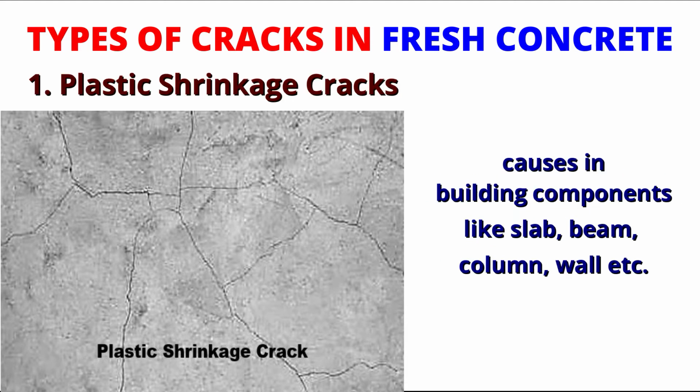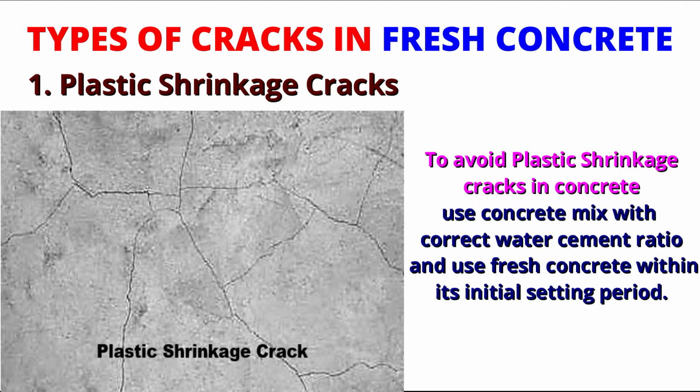Plastic shrinkage cracks can happen anywhere in building components like slab, beam, column, wall, etc. When the concrete mix contains too much water, it is more prone to plastic shrinkage cracks. So, use a concrete mix with the correct water cement ratio and use fresh concrete within its initial setting period.